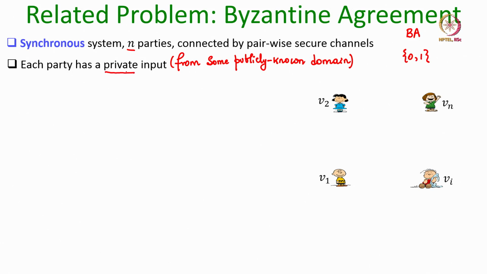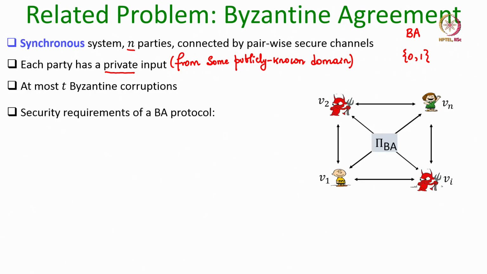That means when the protocol starts executing, P1 will not know the input bit of the other parties and so on, okay. At most t parties among these n parties could be Byzantine corrupted, but the exact identity of those t Byzantine corruptions will not be known beforehand, and we want a protocol.